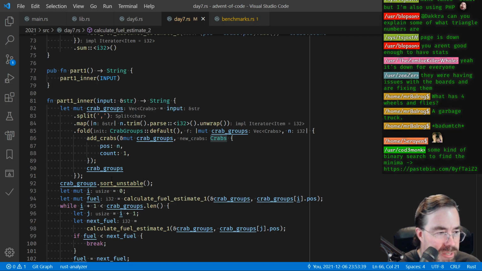Some kind of binary search to find the minima? Well, I did a search, but I didn't do a binary search. Oh, that's what I was doing. I was looking at the paste bin that was linked earlier. Min fuel is the max for fuel spent is 0. Yeah, so that's the same as what I ended up with. Okay, so I don't feel too dumb.